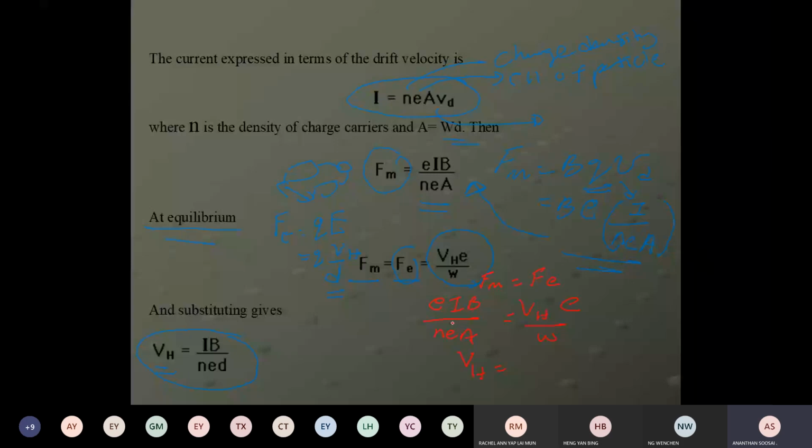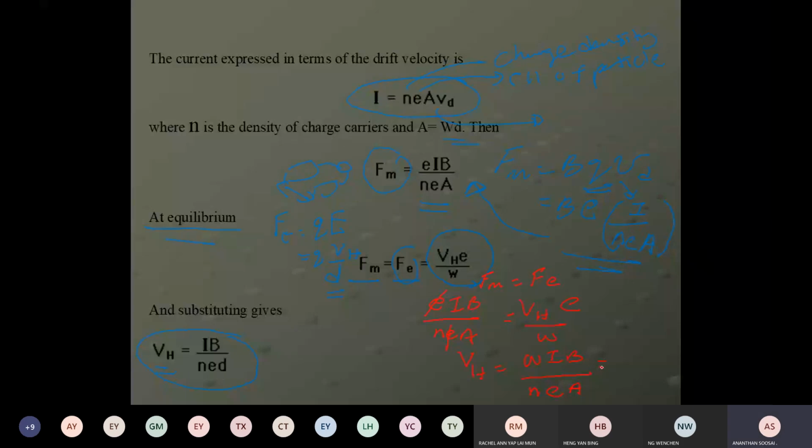Bring the E here, it is already cancelled. So you bring it to the other side, and it becomes what? WIB over what at the bottom? And this E goes down, right? NEA, correct? So this is what we got, correct? W goes up, E goes down. So NEA at the bottom, WIB on top. But look at the equation. On top only IB, so W has been missing. At the bottom, we got NEA, but here NED.